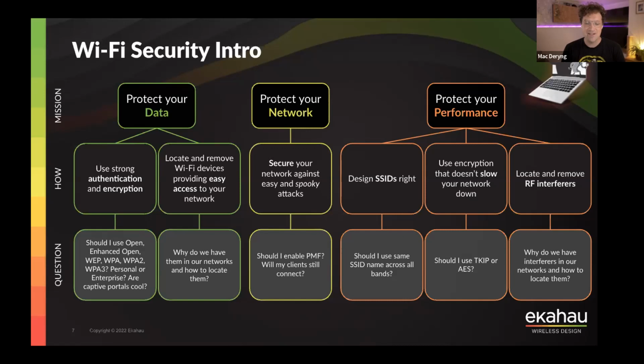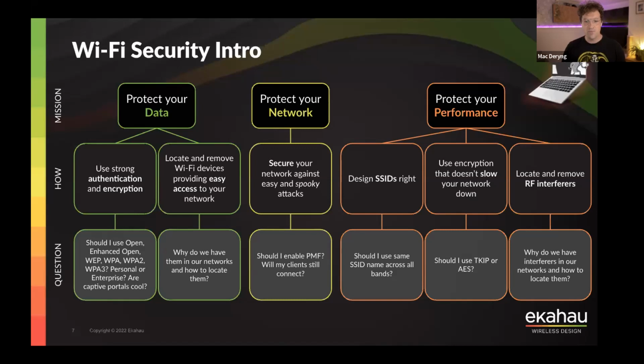My fault. Sorry, guys. So Wi-Fi security. We have a mission. We want to protect our data, because who wants to have the data breached? We want to protect our network from attacks, because who wants to have a network that doesn't work? And we want to protect our performance. And in order to do it, we have multiple different hows. How do we achieve that mission?